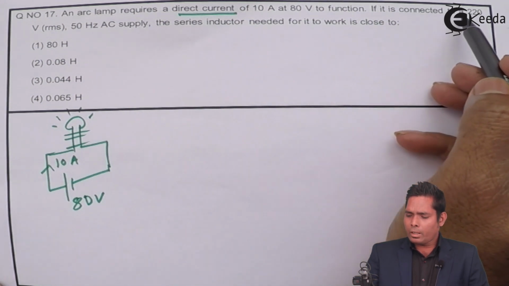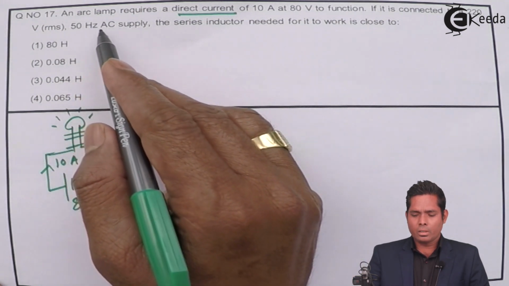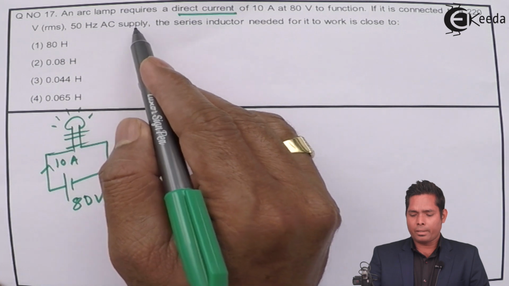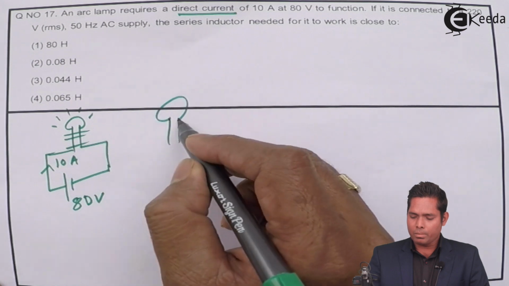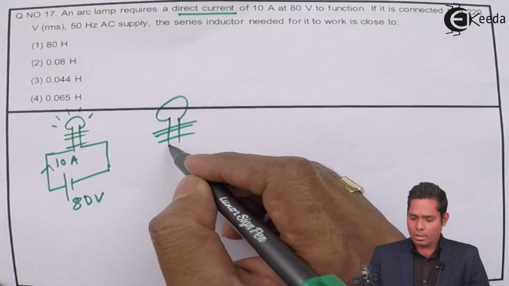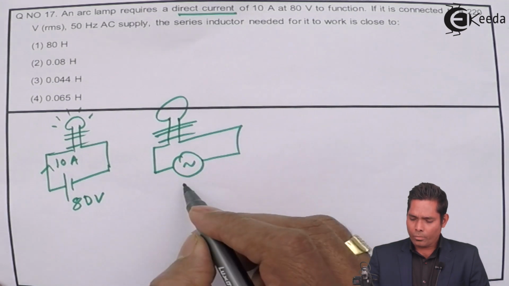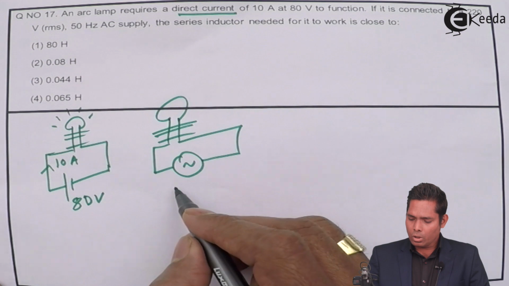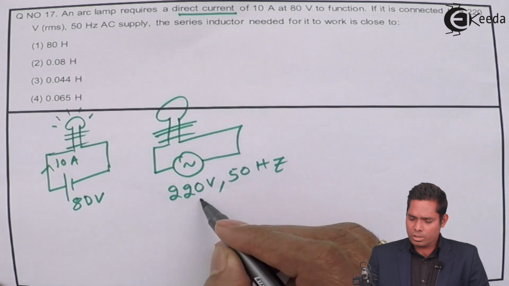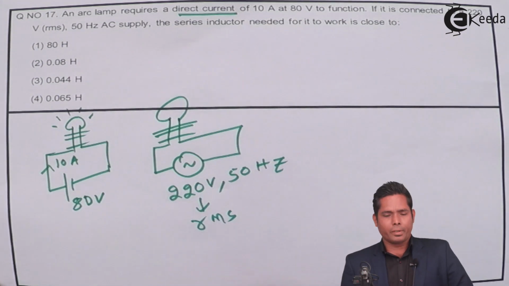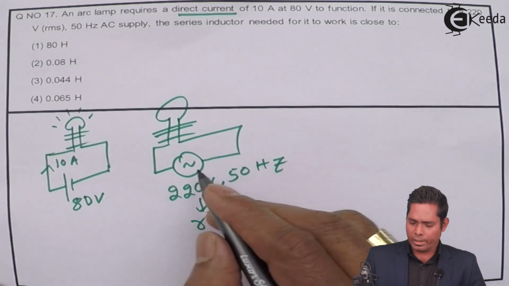If it is connected to a 220 volt RMS, 50 Hertz alternating current supply, an AC source, so this bulb is now connected to an alternating source EMF which is 220 volt and 50 Hertz. This is the root mean square value of the voltage and this is the frequency, 50 Hertz.